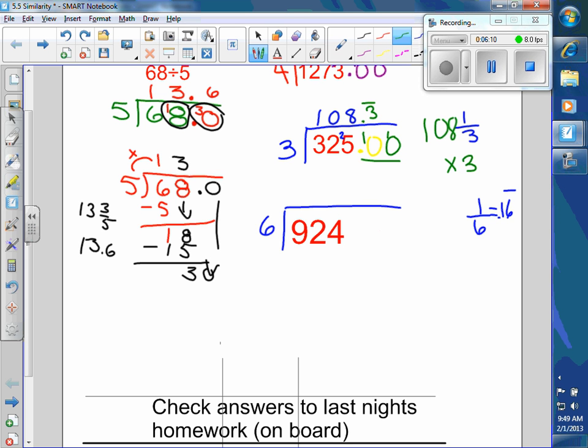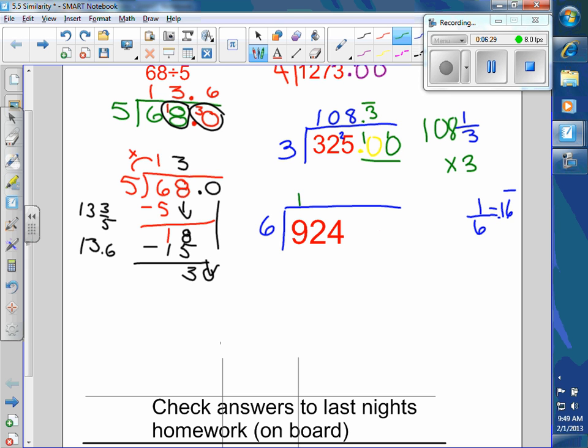But 924 is even. Right? Okay. So it has to be that the actual number is even. The number has to be even, and it has to be a multiple of 3 for 6 to go into it. Okay. So 6 goes into 9 how many times?